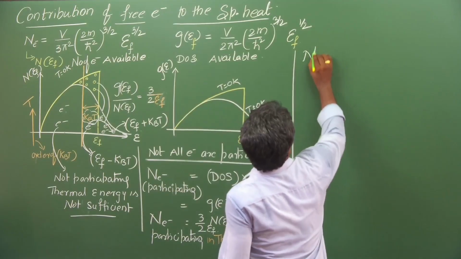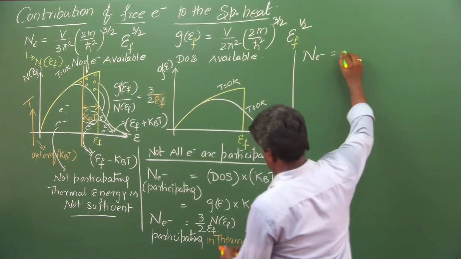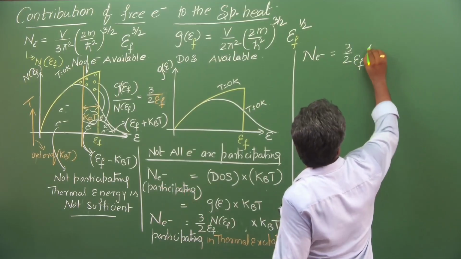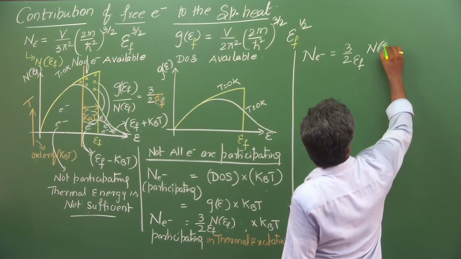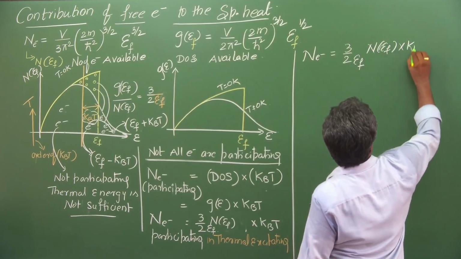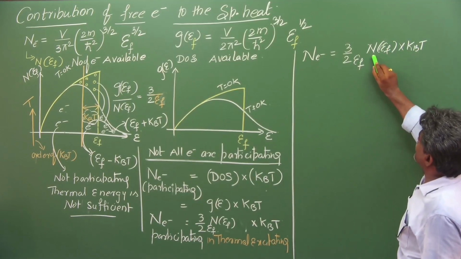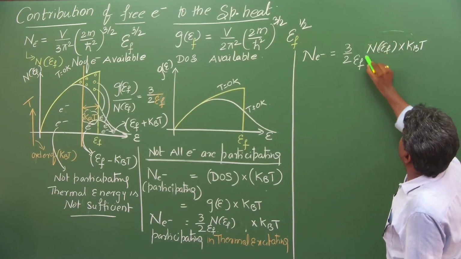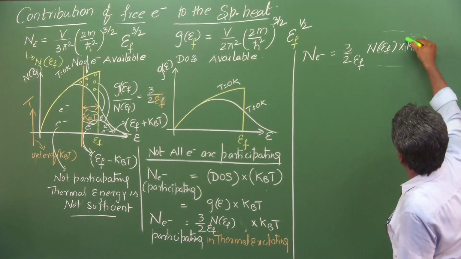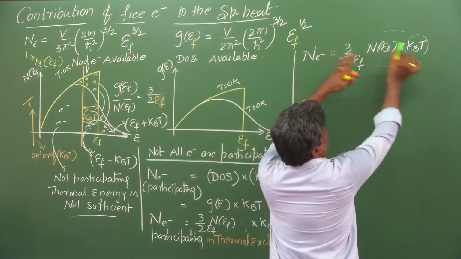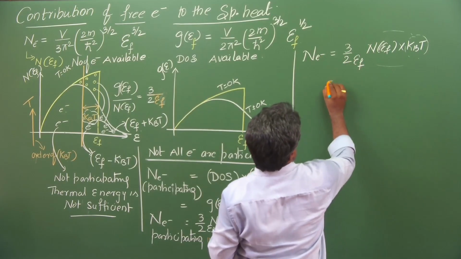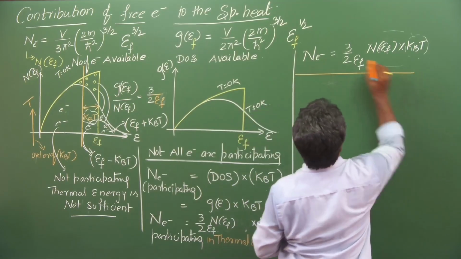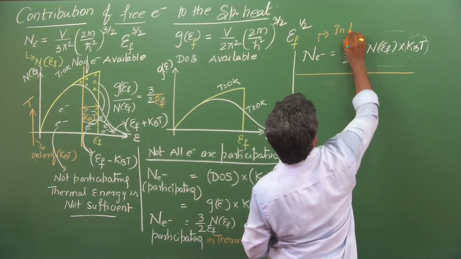So the number of electrons participating in the thermal excitation is 3 by 2 N of EF by EF into kBT. I repeat, although so many electrons are there up to the Fermi level, we are taking only those electrons which are within the kBT. That is G of E into kBT. Good. So this is the number of electrons which are participating in thermal excitation.